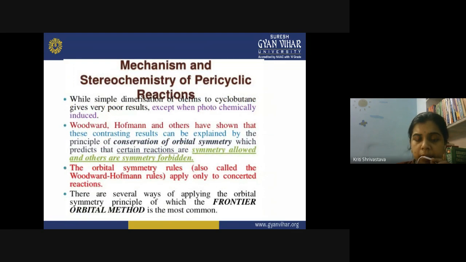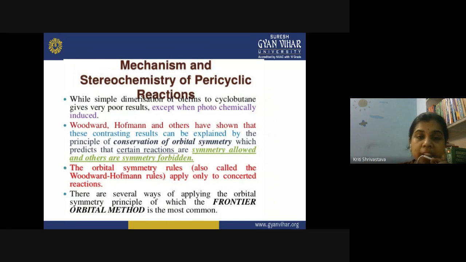Now what happens? Let us discuss the very common example, that is dimerization of olefin to cyclobutane. Olefin is simple alkene molecule and it dimerizes. Two alkene molecules get attached together and form what? Cyclobutane. When this reaction happens in the presence of simple heat, the product is not formed and we get very poor result.